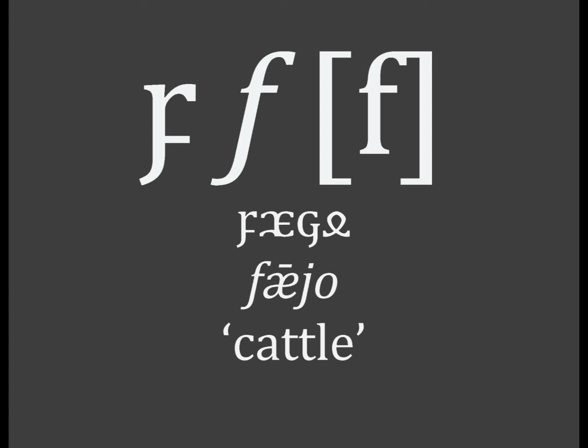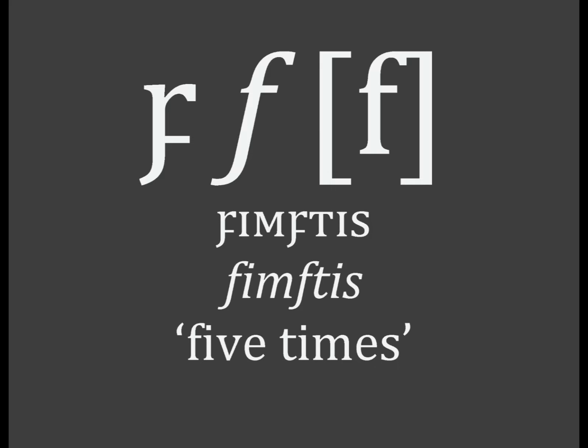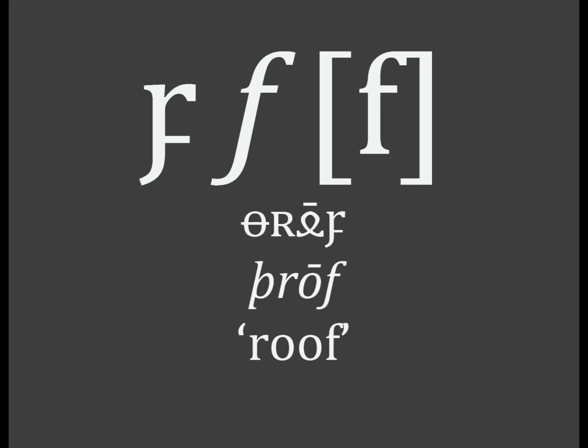Theo means cattle. It represents an unvoiced labiodental fricative, like the F in for. It is transliterated by the letter F. Phos, fox. Fymftis, 5 times. Thrauf, roof.